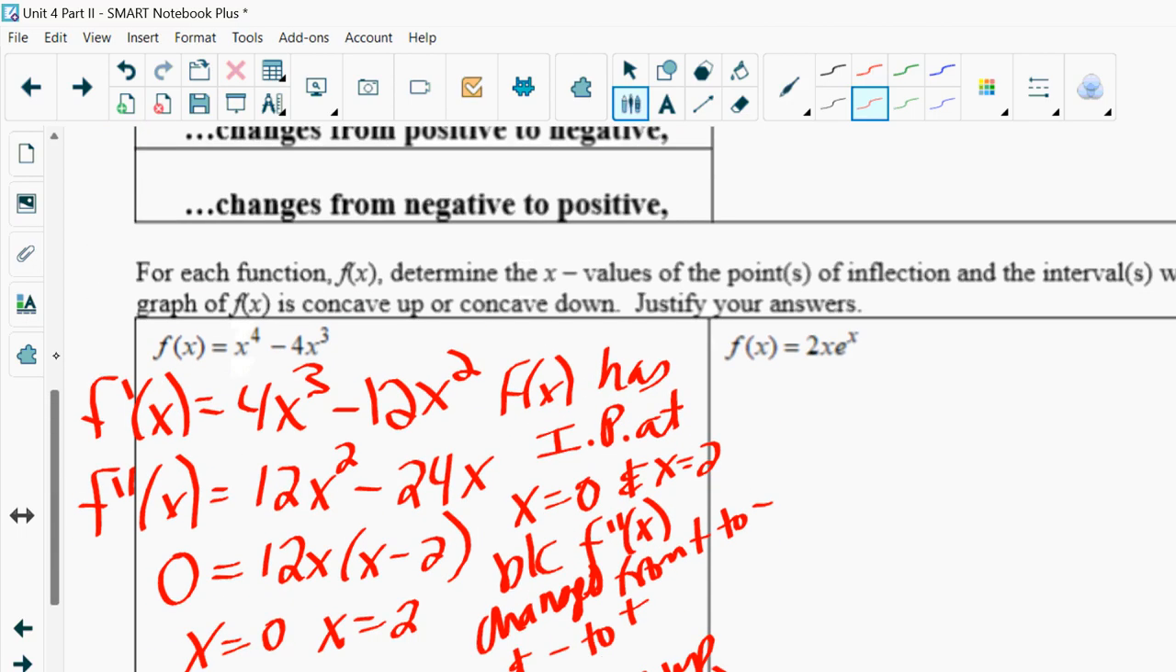The next one has e in it, right? And that's why I said this is, like, in Unit 2 in this curriculum, we only worked with nice functions. But now we can really work with all of our functions. What rule do I need to do here to take the derivative?